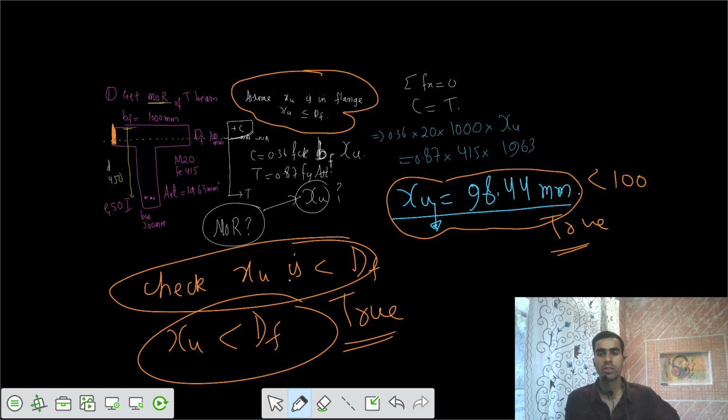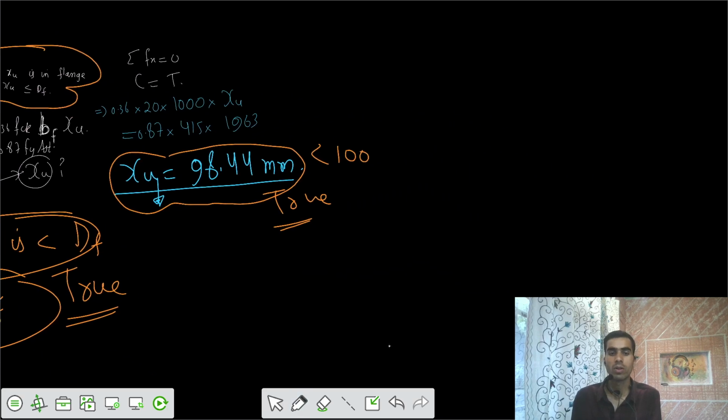So the moment of resistance would correspond to xu. But we have to check one more thing. Can you guess what that is? Once I have the xu value, we have to compare it with the limiting condition, that is k times d.